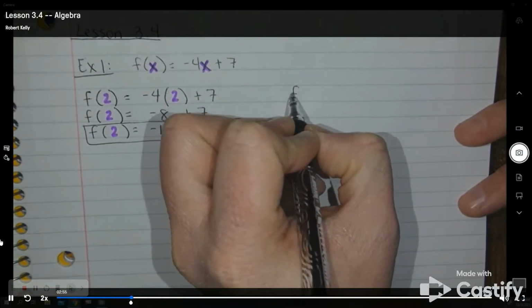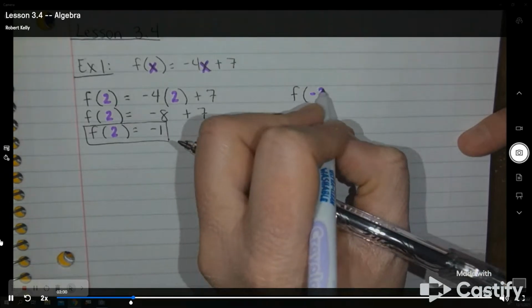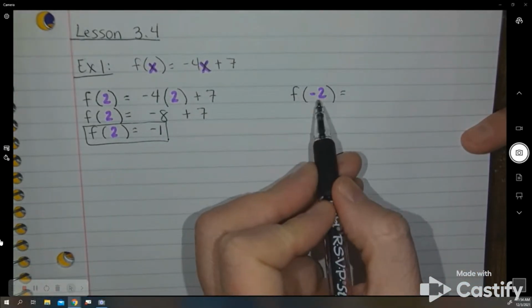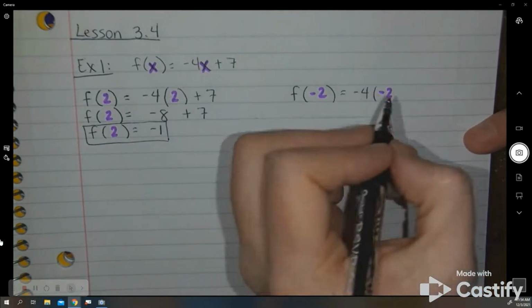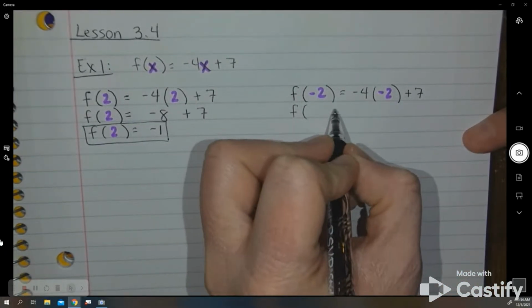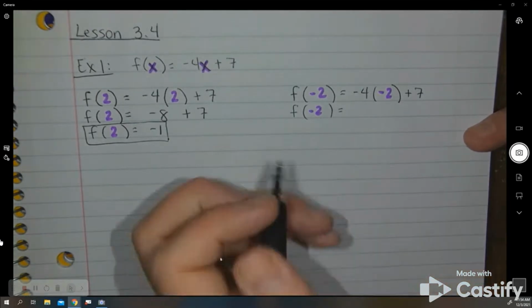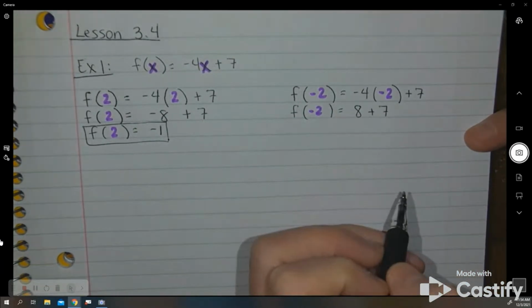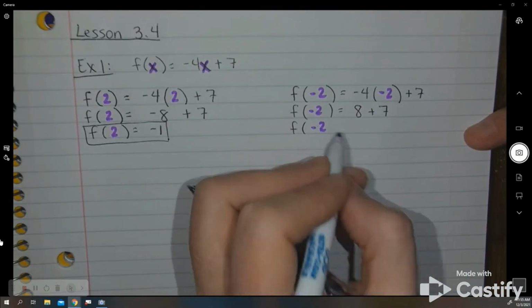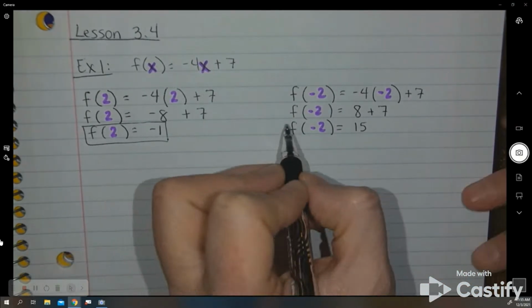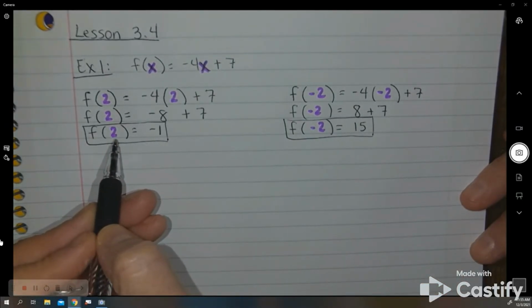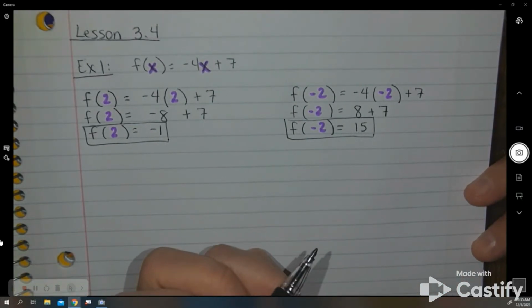Now I'm going to do the same thing again, but this time I'm going to use negative 2. So again, I just plug it in. I know that I'm checking this function for negative 2, so anywhere I see x, I have to plug in negative 2. So negative 4 times negative 2 is positive 8 this time. Bring down that 7 we didn't use yet. So f of negative 2, 8 plus 7 is 15. So when they asked us to check for f of 2, the function of 2 would be negative 1. The function of negative 2 would be 15.